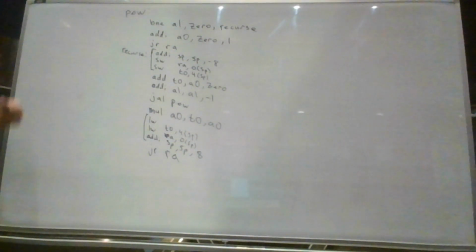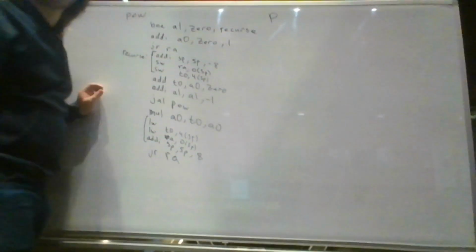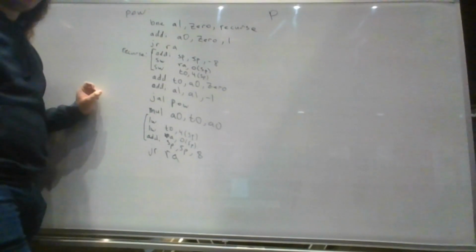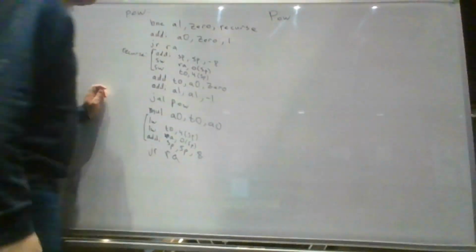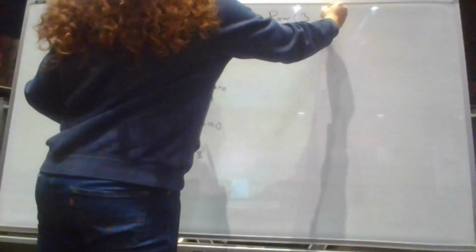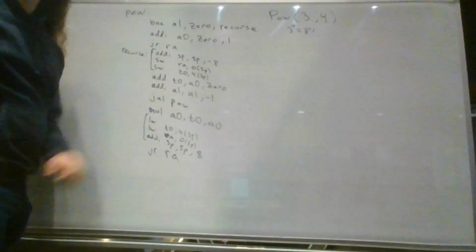Okay, so let's trace through it really quickly with a function call, just to test our code. And I recommend you do this, even if it's quick, on your test, just to make sure that what you wrote down makes sense. So give the function that you write a test run. I'll do 3 to the power of 4, and we expect this to return 81. That's what we hope to get.